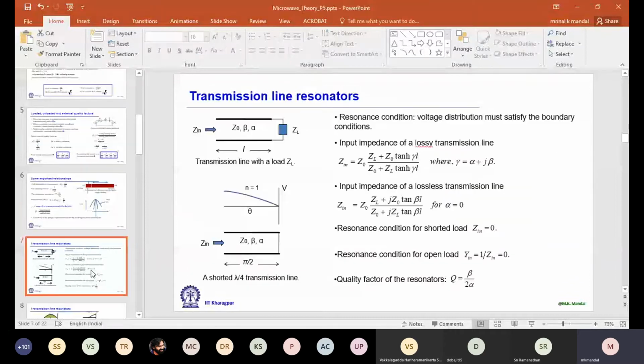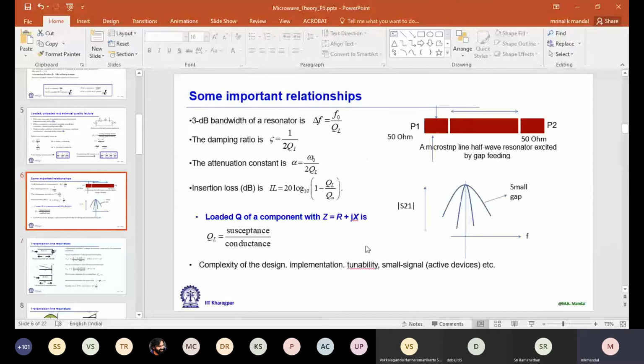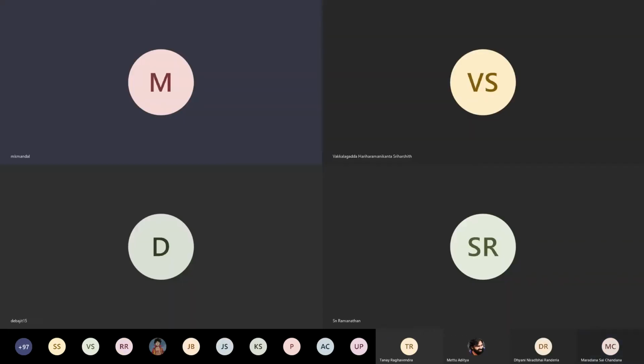Well, before coming to the next part, the transmission line resonator, let us take a few questions, because conceptually this part is very important. And then we'll come to the next part. You can switch on your microphone and ask me questions. Do you have any question till this point?